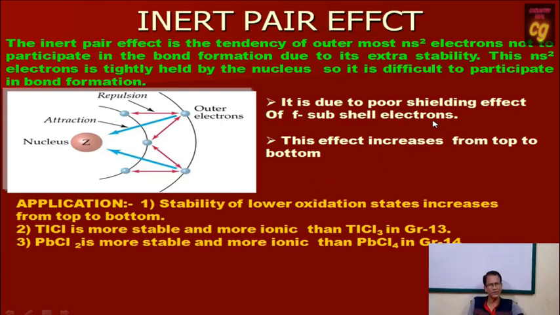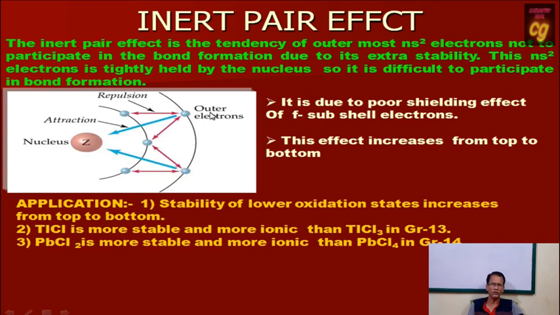So it increases from top to bottom. What are the applications of the inert pair effect? Due to the inert pair effect, the stability of the lower charge, lower oxidation state increases from top to bottom. When you move from top to bottom, the lower charge stability will be more compared to the higher charge.